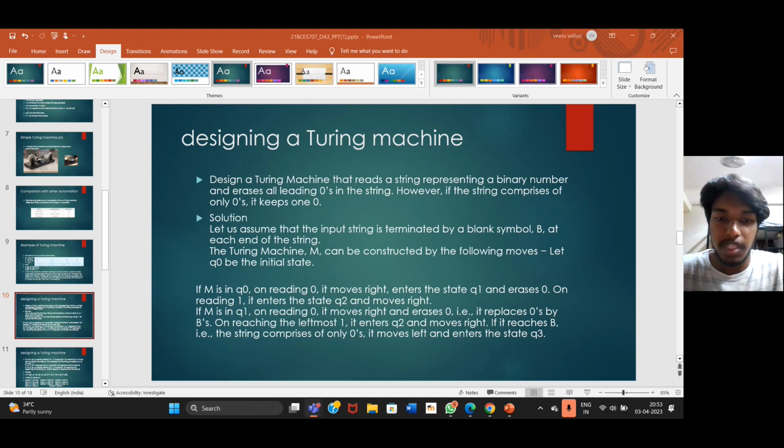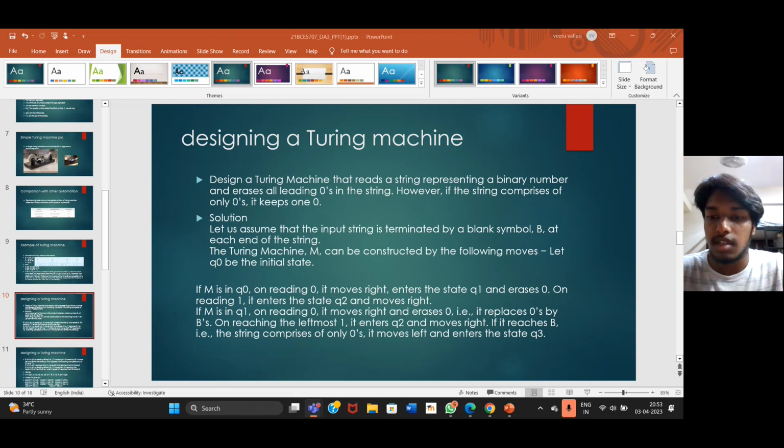Let Q0 be the initial state. If M is in Q0 on reading 0, it moves right and enters the state Q1 and erases 0. On reading 1, it enters the state Q2 and moves right. If M is in Q1 on reading 0, it moves right and erases 0.